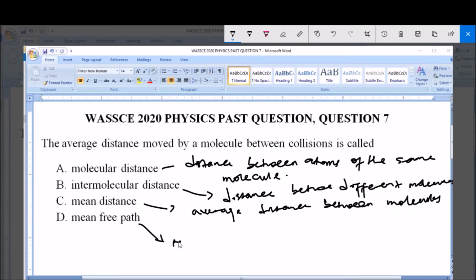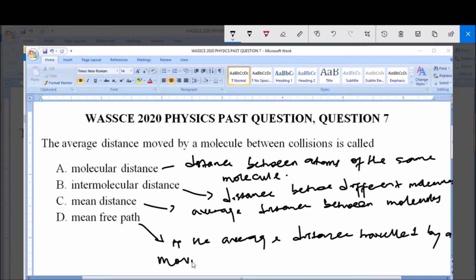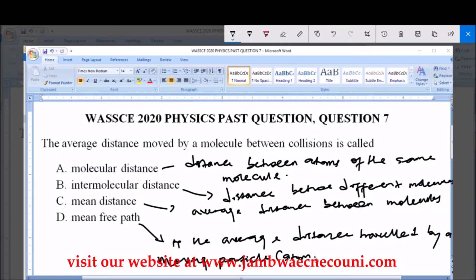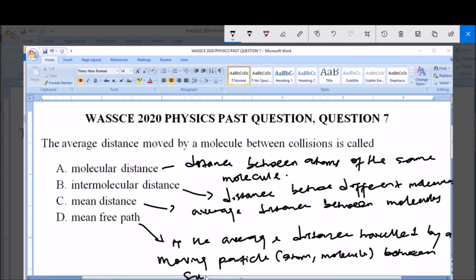Now, mean free path. Mean free path is the average distance traveled by a moving particle. This particle can be an atom, it can be a molecule, between successive collisions. So mean free path is the average distance moved by, or traveled by, a moving particle between successive collisions.